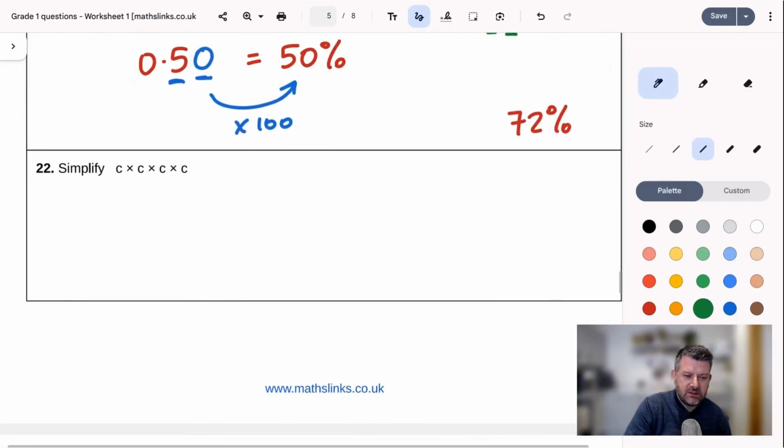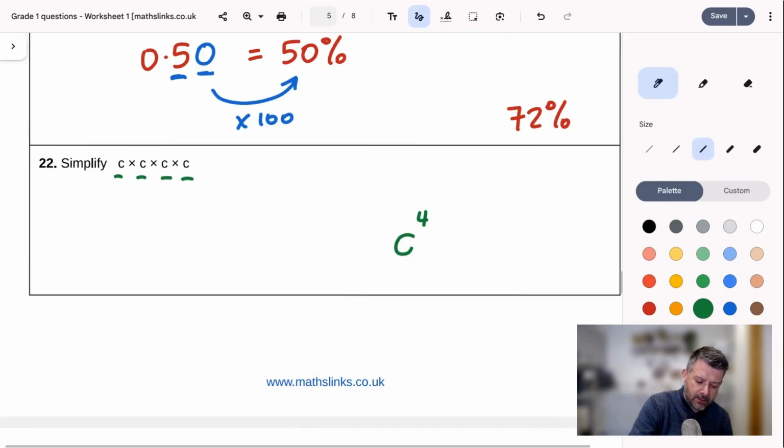Question 22, we're just going to simplify this. When we're multiplying a number by itself, and remember C does stand for a number, we just don't know what it is. What we do is we use powers. So we're just going to put 1C to the power of 4 because there are 4 C's that are being multiplied. So it's as simple as that.